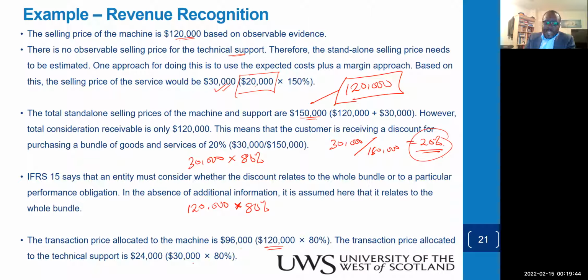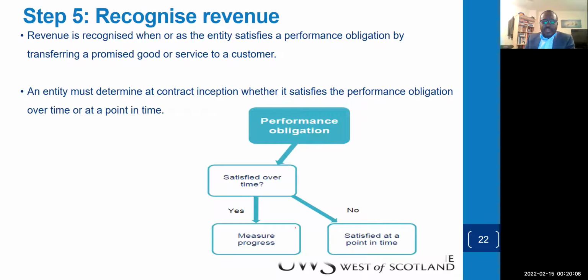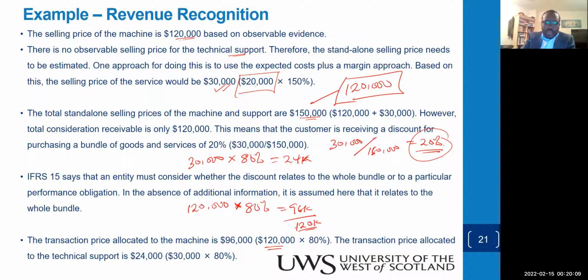So the 80% of the 30,000 gives us 24K. And then the 80% of the 120 gives us what? The 96K. If you add these two together, you end up getting the same 120K. That is it. Very easy. Now let's move on. I hope we all get this one.